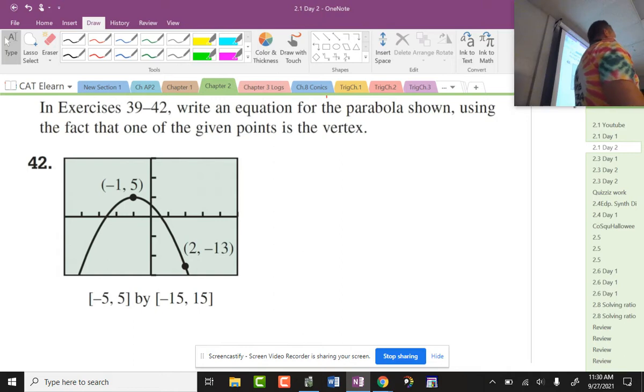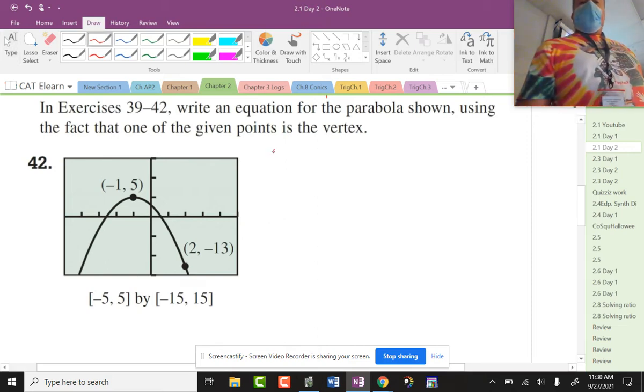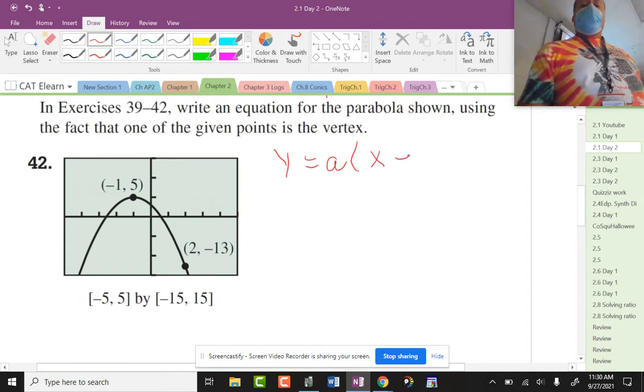And we have a lot of these questions when we do chapter 8, but some different things about it too. But this is pretty straightforward. Write the equation for the parabola shown using the fact that one of the given points is the vertex. Since I have the vertex, I should use blank form in order to find this equation. What is the blank? Starts with a V. Vertex. So to find this equation that matches this parabola, I should use vertex form.